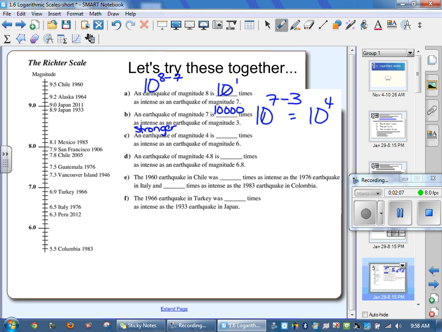That's 4 zeros. Letter C, an earthquake of magnitude 4 is how much as intense as an earthquake of magnitude 6? Is it stronger or weaker? What do you think? It's weaker, right? So let's find out how much. So we've got 10, 4 subtract 6 gives us 10 to the negative 2. Now we're not going to write 10 to the negative 2. We're going to flip it. So that's going to be 1 over 10 squared. And what's 1 over 10 squared? 1 over 100. So it's 1/100 times as intense. So we can see 4 is smaller than 6, so it's weaker. How much weaker? 1/100th.